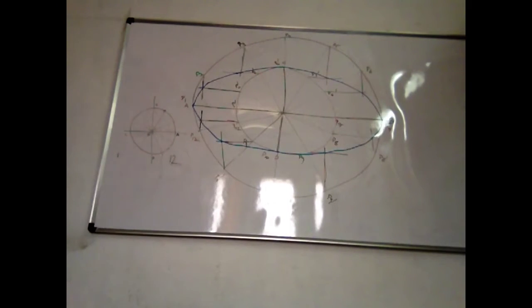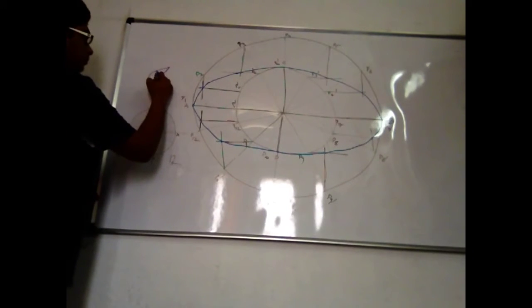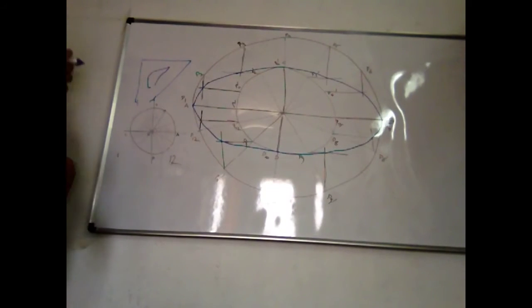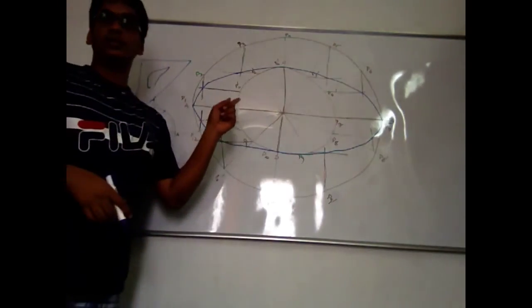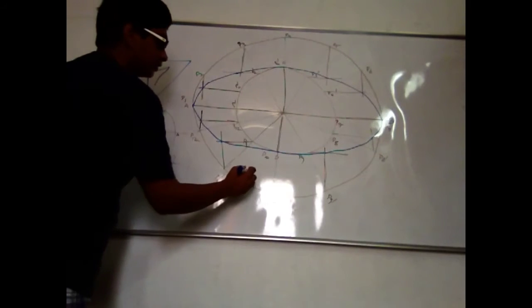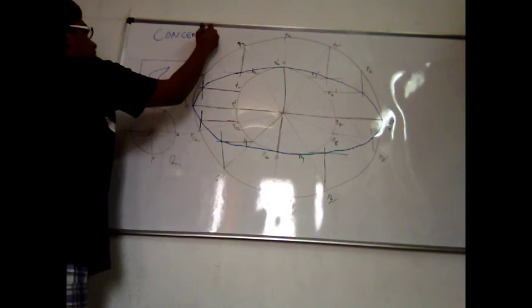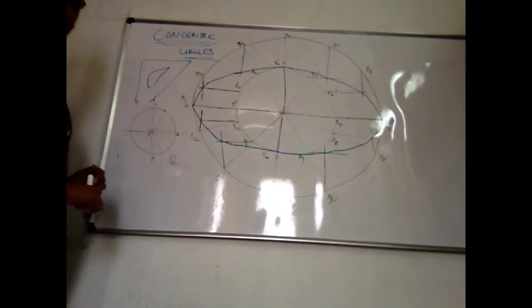You can use French curves for the construction. French curves look something like this; you have some shapes, and they come along with set squares also. You can use French curves for the construction of an ellipse. So this will be your required ellipse, and this is how you construct an ellipse using the concentric circles method.